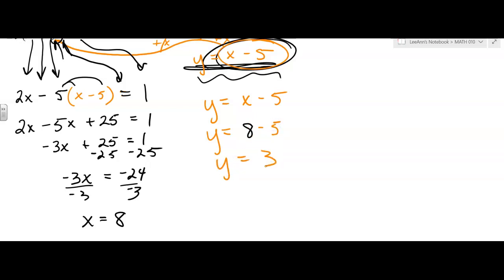Okay, some textbooks will just write x equals 8, y equals 3. A lot of times, though, they want you to write it as an ordered pair, so 8 comma 3, x comma y. All right, and that is the point that will satisfy both equations, make both equations true.